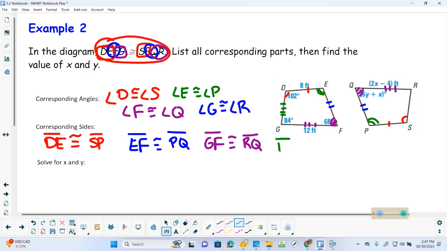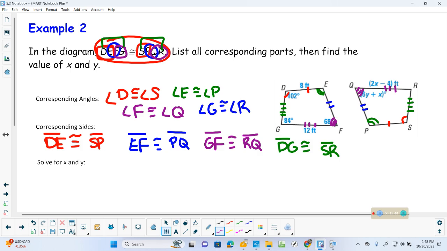So DG. I'm looking, DG are the outside letters, so I need the outside ones, SR. My arm almost hurts after all of that. That was just to get everything marked and labeled. We haven't even solved for X yet. Okay, all right, let's do that.